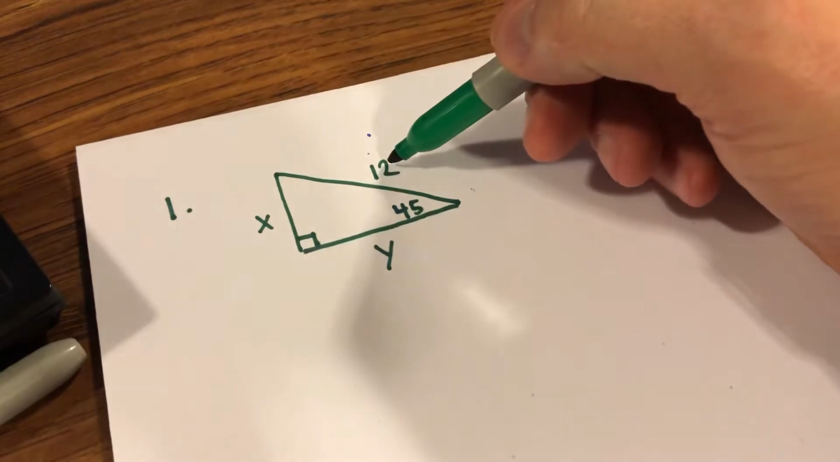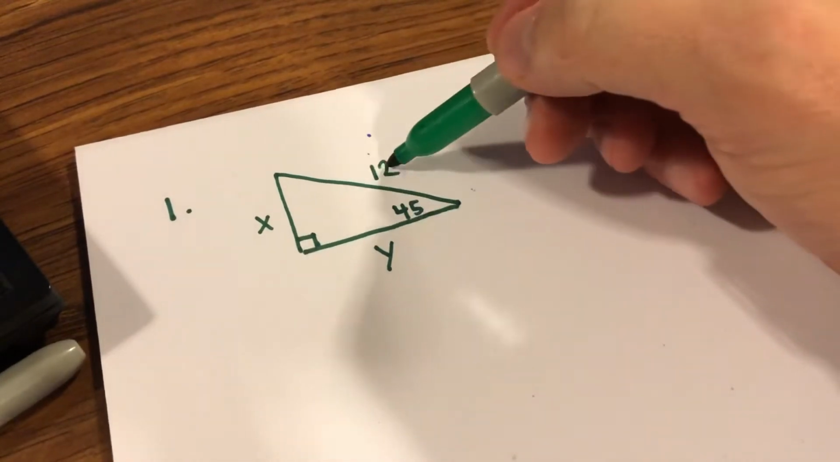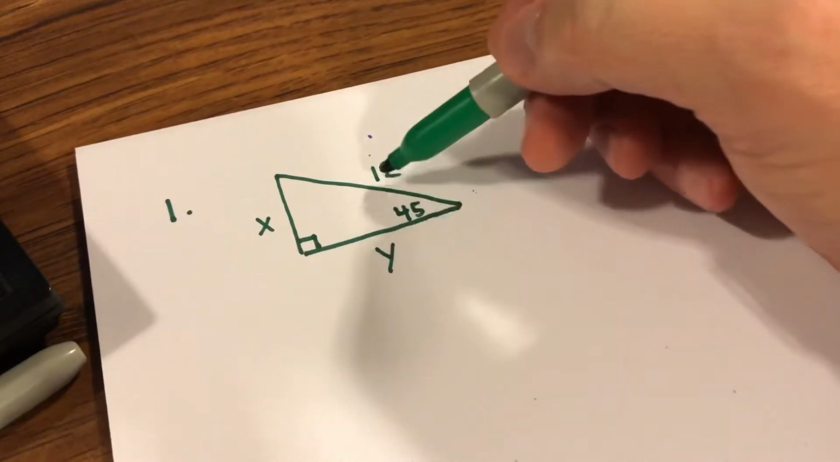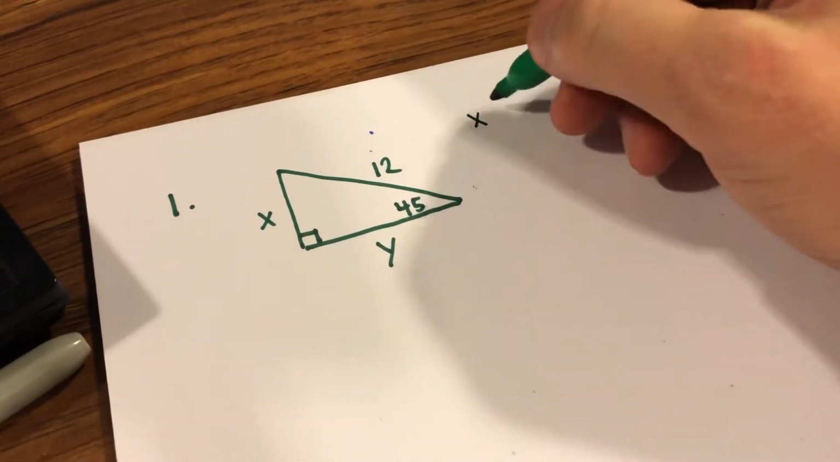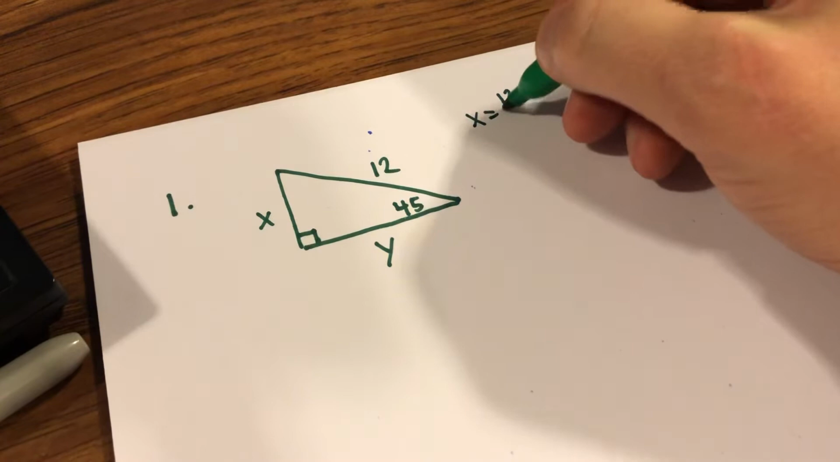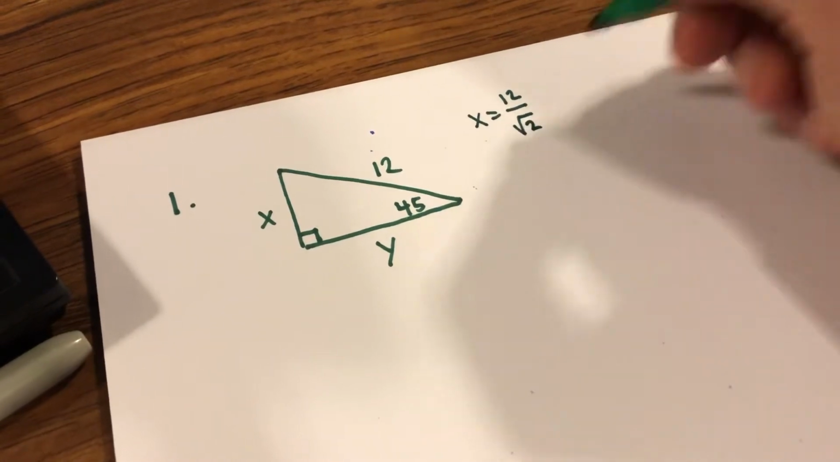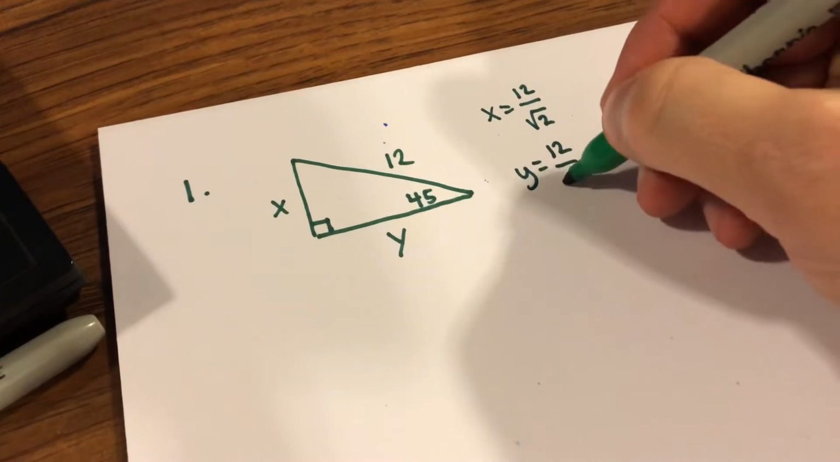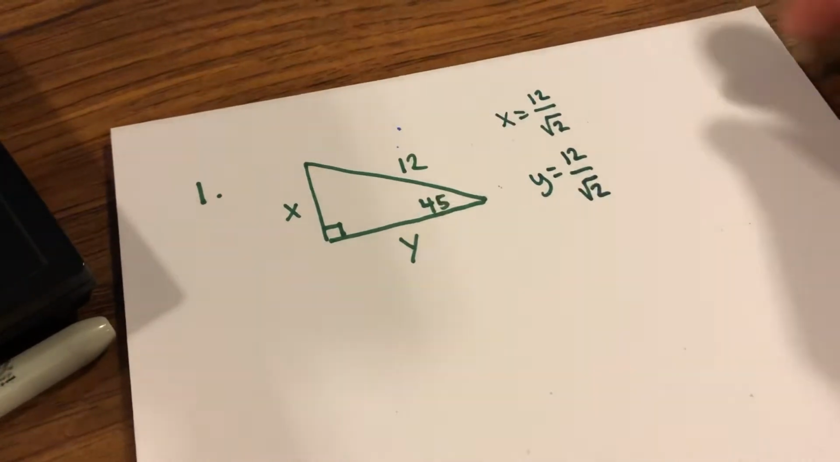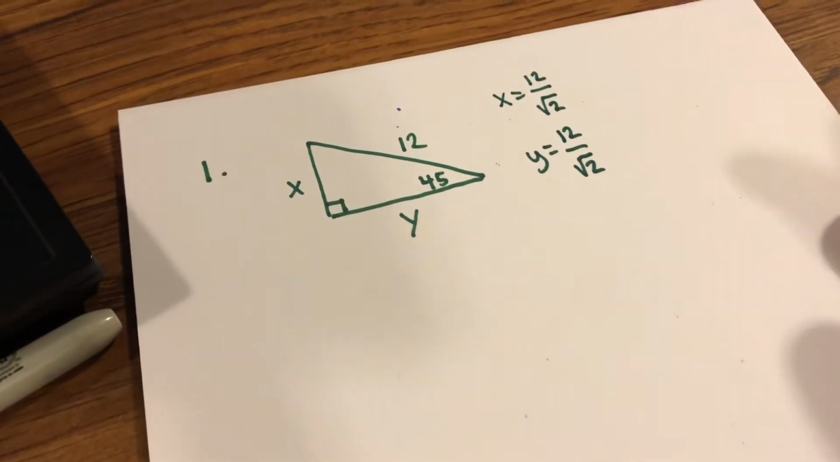So on a special right triangle, 45, 45, 90, we know the relationship is radical 2. So with that being said, we could basically say here that x is 12 divided by radical 2, and y is 12 divided by radical 2. So that's if you use your special right triangle rules.